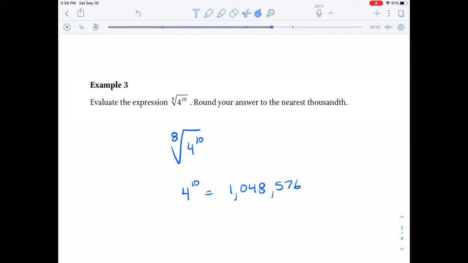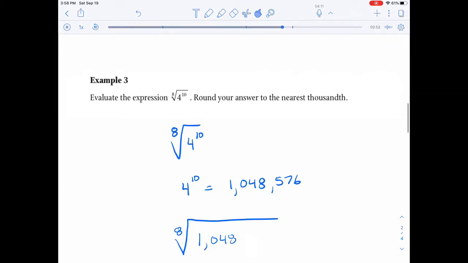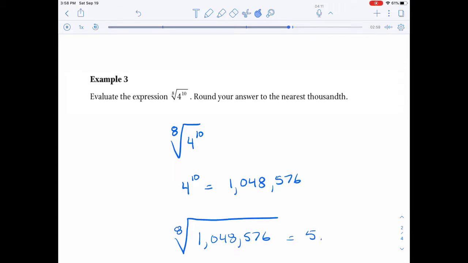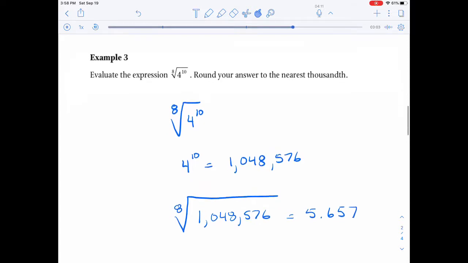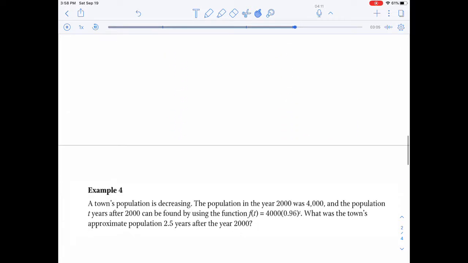1,048,576. Let's go ahead and substitute this in for the radicand. So we would have the 8th root of 1,048,576, which is equivalent to 5.657.